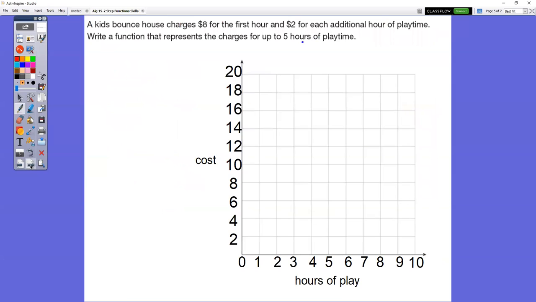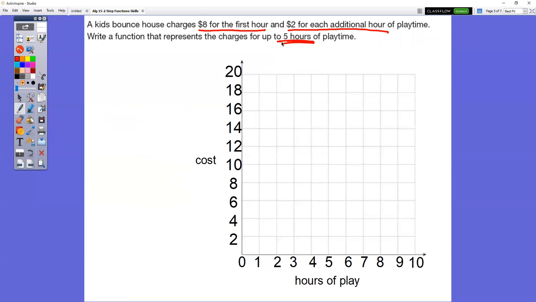Take a look at this one. This one is a very, very typical Regents exam question. A kid's bounce house charges $8 for the first hour and $2 for each additional hour. Write a function that represents up to 5 hours of playtime.